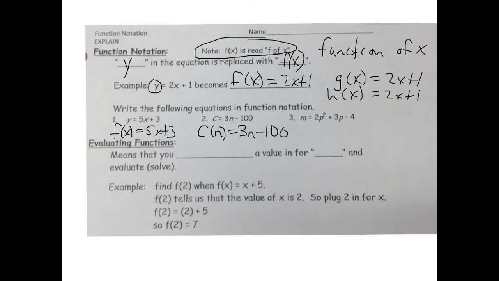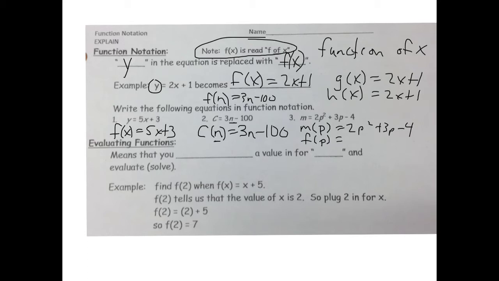The key is whatever letter is here has to be the letter inside of the parentheses. Okay? This one could also be written as just F of N equals 3N minus 100 as well. Okay, so we could just do a generic M, or F, but since we know that it's cost, we can go ahead and use the C as well. On number 3, we could do it M of P equals 2P squared plus 3P minus 4, or we could do F of P and do the same thing. So that would work as well.